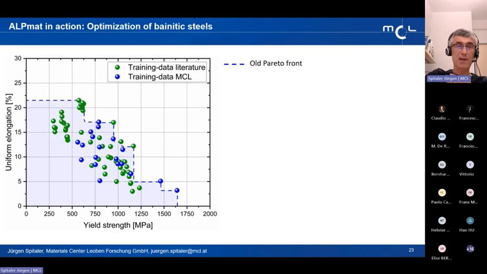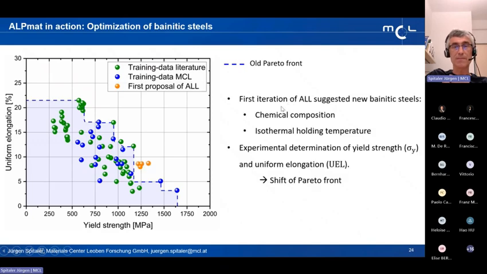We used this hybrid model that I have shown you before and did a Bayesian optimization to suggest new data points. In this first iteration, new data points means new chemical compositions together with their thermal processing conditions, the isothermal holding temperature. And these were really synthesized and characterized in terms of yield strength and uniform elongation. And actually, we were really happy that already the first suggestion, with the model still having a lot of uncertainty, led us to new points beyond the old Pareto front, as you can see here.